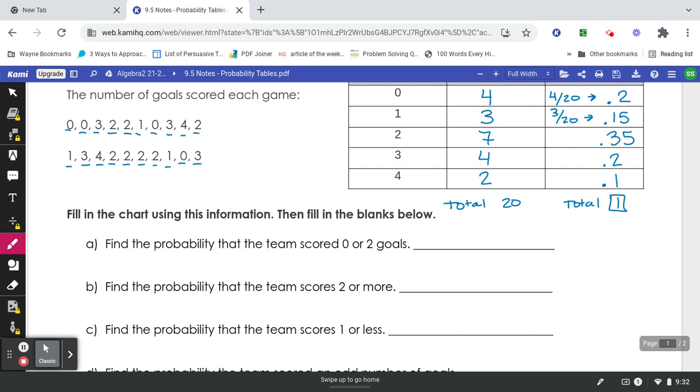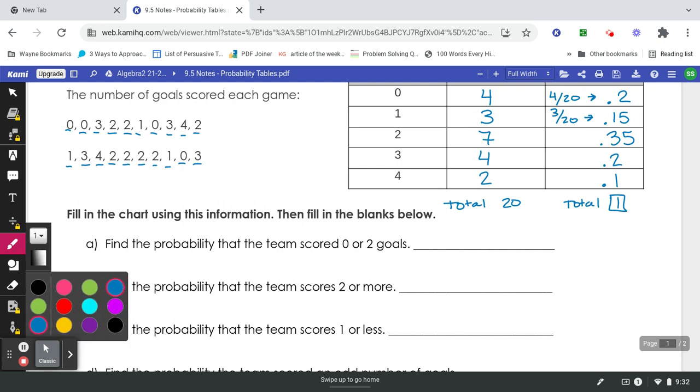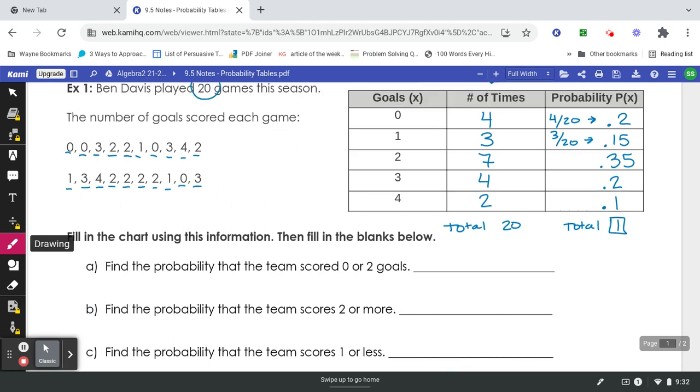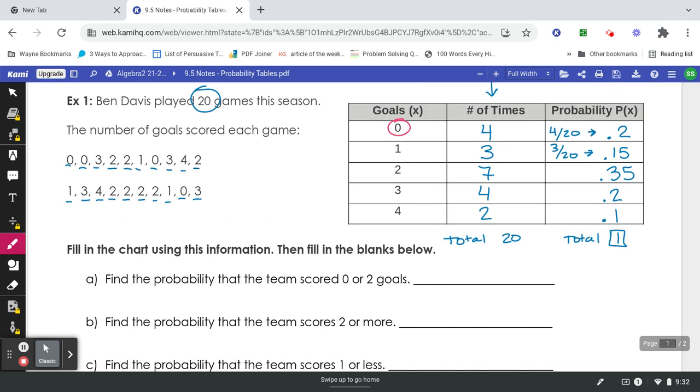So find the probability that the team scored 0 or 2 goals. So if you're talking about more than one category, 0 or 2, you're going to look at the 0 and the 2, and you're just going to add up these numbers. So 0.2 plus 0.35. It gets us 0.55. So you're actually just adding up the probabilities. All right, let me erase that. We can look at this next one.